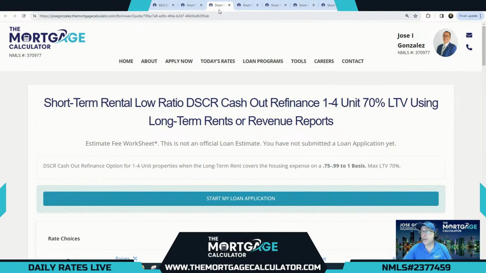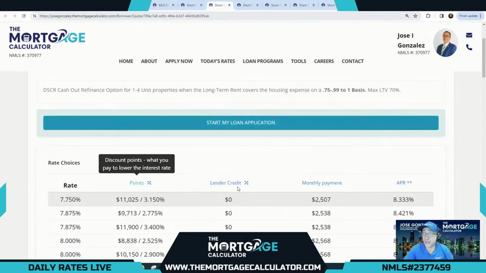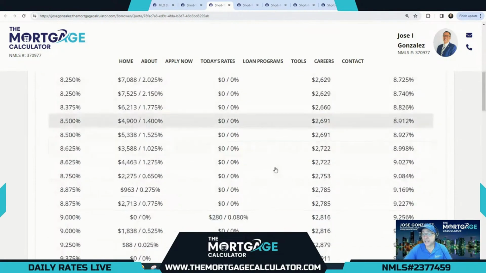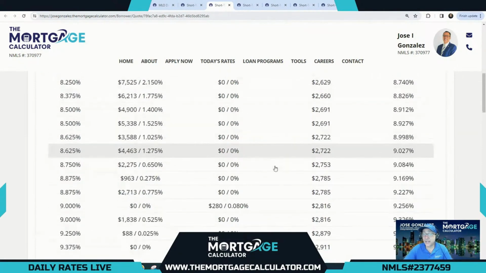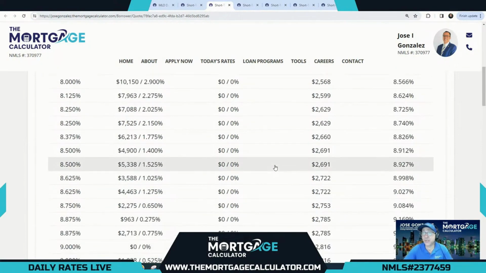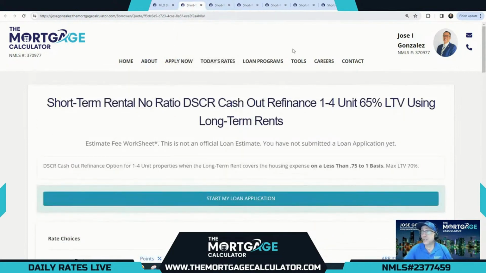And now this is our low ratio DSCR cash out. Now this one again, we are at 0.75 to 0.99 on the DSCR. This one is 70% maximum LTV as opposed to 75%. And we got a little mistake here. 9% is our lowest cost option, and 8% is our lowest rate option. Excuse me, 7.875. We had a little bit of a mess up here in our calculations.